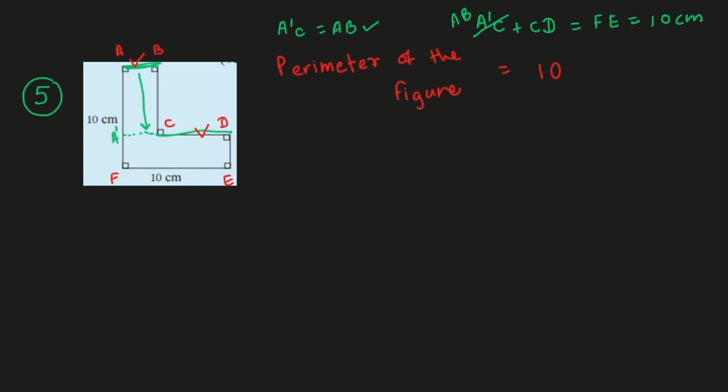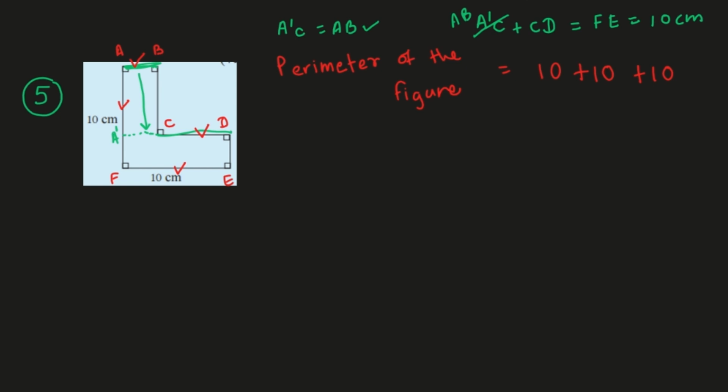Then what's the value of FE? We have to find the perimeter, so we have to get all the lengths of each side. Now AB plus CD is taken, which equals 10, and we have to add another 10, which is FE, to the same value in order to get the perimeter. So now these three sides are taken. Then we can write the value of AF as well. It's another 10. Then what do you have to find?